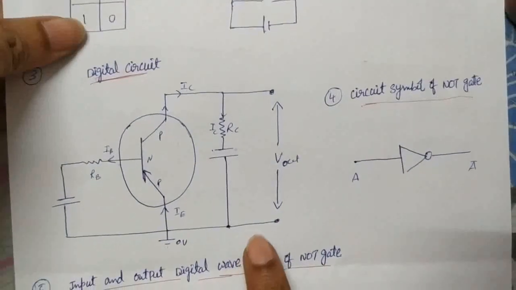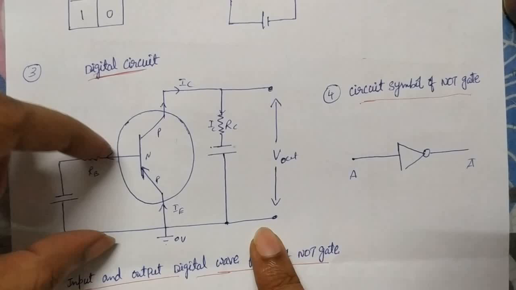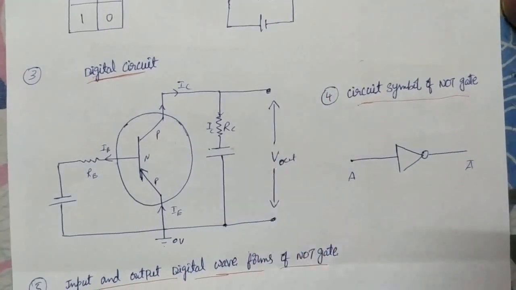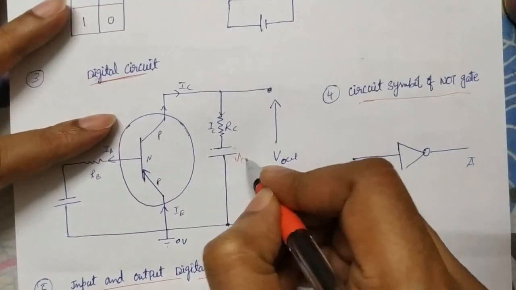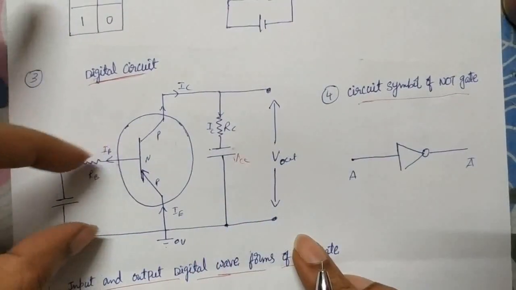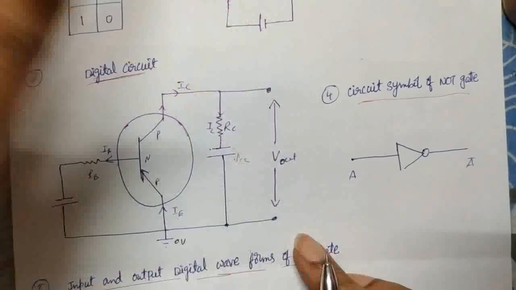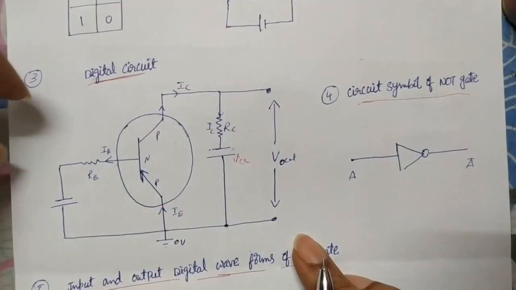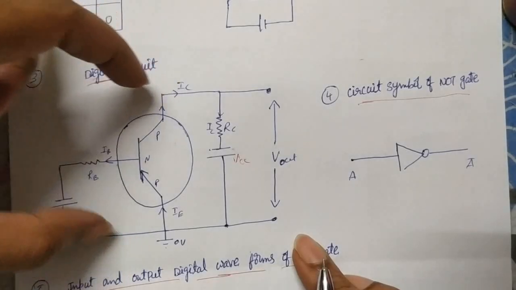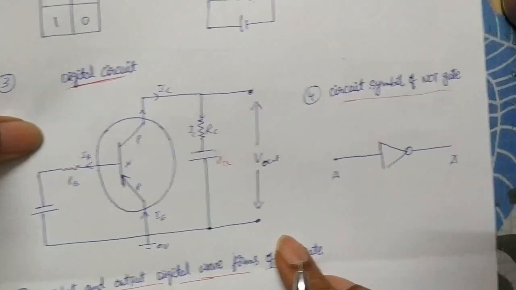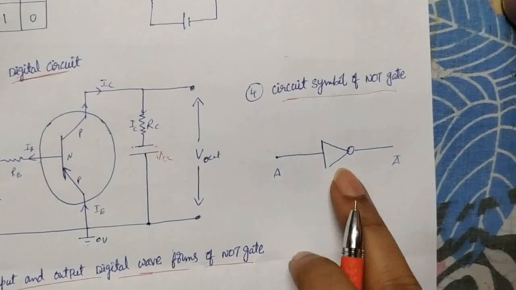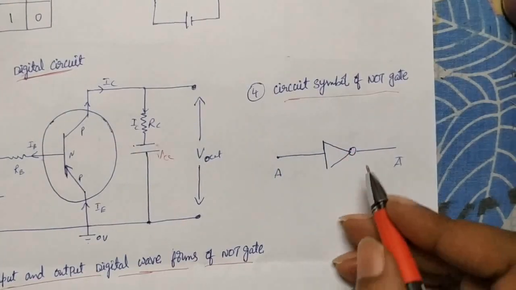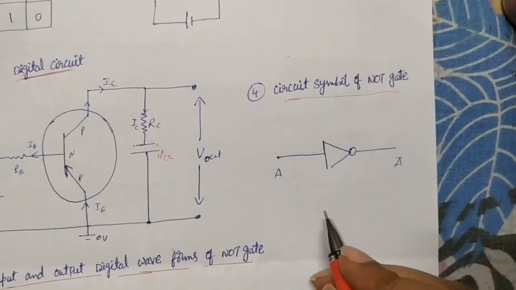And this is the digital circuit for NOT gate. When the input current is 0, the output is maximum, we get VCC outside. And if you send a suitable input current, the output we get is 0. So this we discussed as a transistor used as a NOT gate. Here we have one input and one output. The circuit symbol is like a diode only, but instead of a bar, they put a small circle.